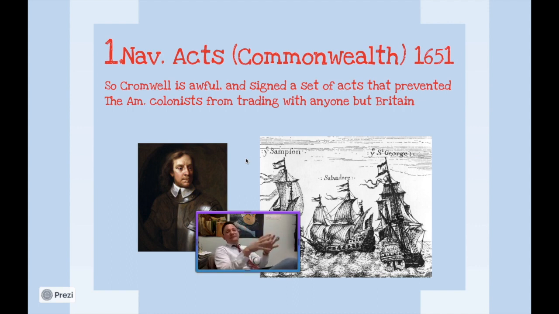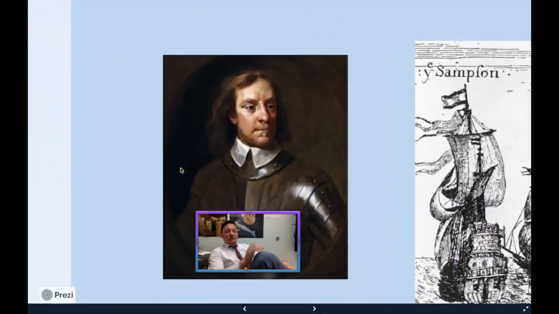Very first event, we've got the Navigation Acts, which is happening under the Commonwealth period in England. It's actually the second year into the Commonwealth period, which lasted from 1649 to 1660. And of course, as you remember, who was the guy in charge of the Commonwealth?